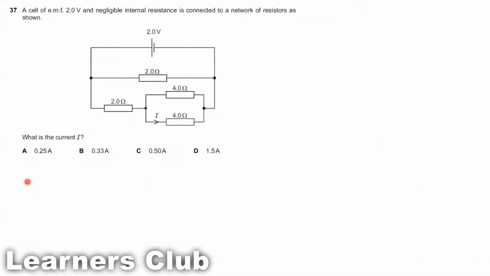Question 37. A cell of EMF 2 volt and negligible internal resistance is connected to a network of resistors as shown. So the EMF is 2 volt and there are resistors connected. We need to find the current I. As you can see, current I is the current passing through one of the 4 ohm resistors. The easiest way is to go in a simple method.